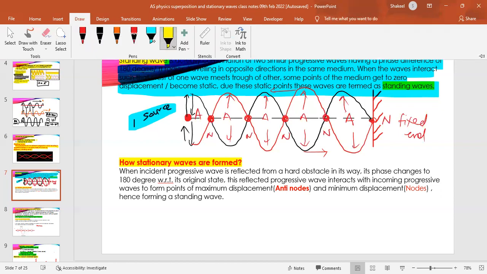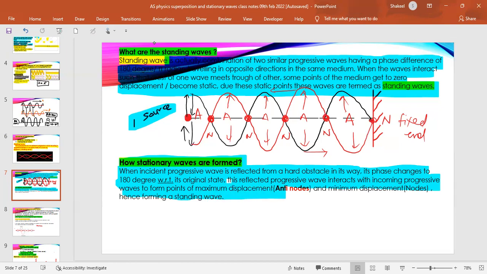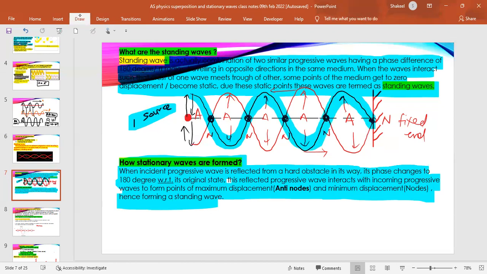Now the next thing is how standing waves are formed. It's very simple. When the incident progressive wave is reflected from a hard obstacle in its way, its phase changes by 180 degree with respect to its original state. This reflected progressive wave interacts with the incoming progressive wave to form points of maximum displacement, that is antinode, and minimum displacement, that is node, hence forming a standing wave. So you will say that the incident progressive wave is going towards the obstacle, and then it hits the obstacle and reflects back with a phase difference of 180 degree, and it interacts with the already incoming wave to form points of minimum amplitude, which is node, and points of maximum amplitude, which is antinode.